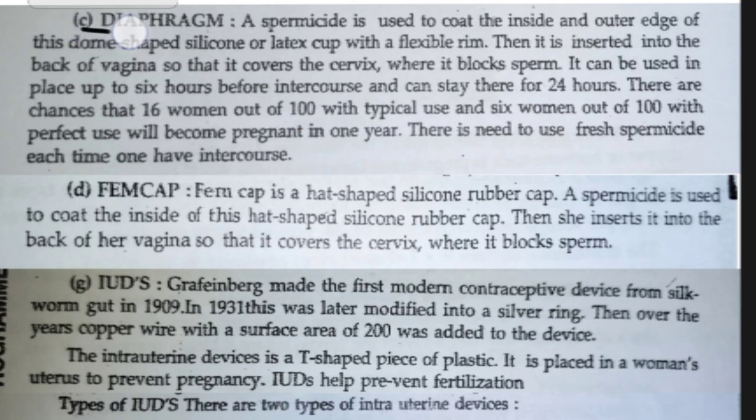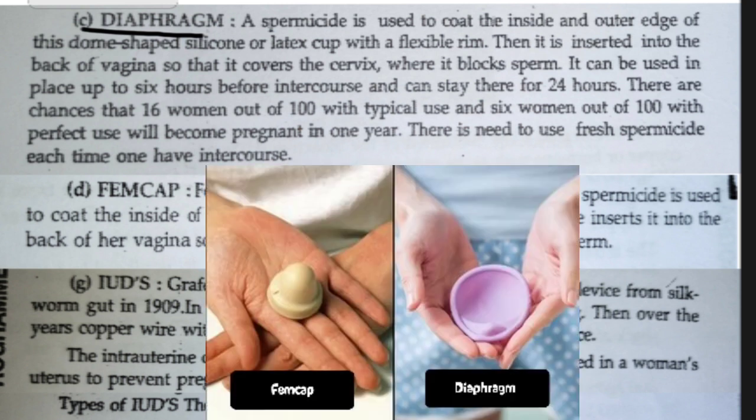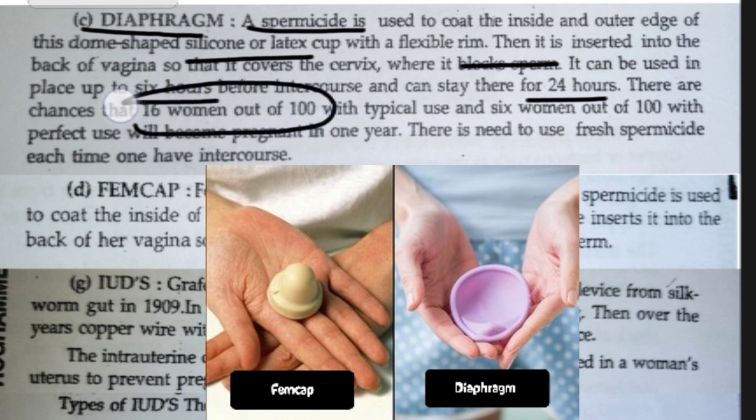Next, the diaphragm. It is a spermicide-covered device with a silicone or latex layer, and it is inserted into the vagina, same as the female condom, and it blocks the entry of sperm. It can be used up to 6 hours before having sex, and can be kept in for the next 24 hours, and there are no side effects. Even after using it, there is a 16% chance that women might get pregnant.